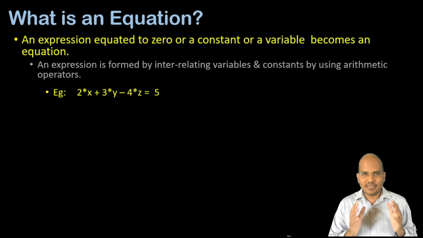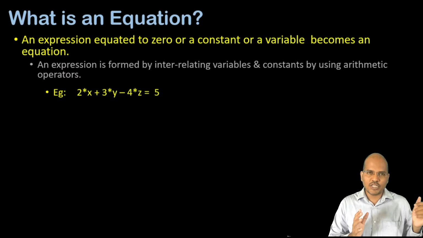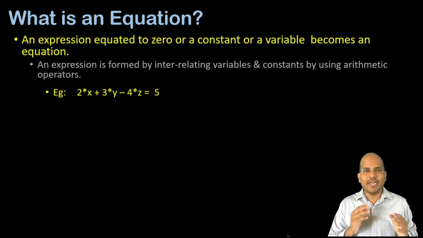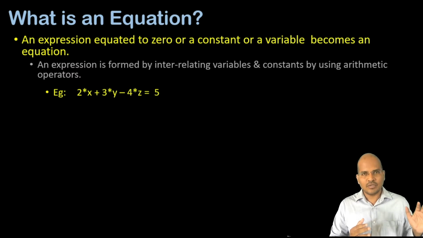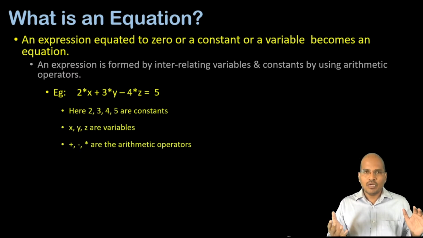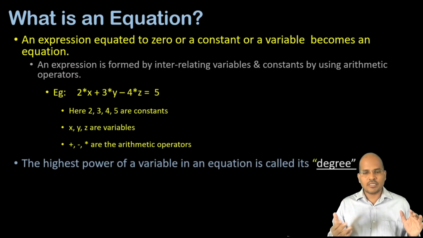And now this 2x plus 3y minus 4z is called an expression. I am equating this expression to a value called 5. So hence it becomes an equation. So this is how we get equations. So I repeat the statement: an expression equated to a value or a variable is an equation. Clear with that? Now going ahead, let us learn about the concept called degree.